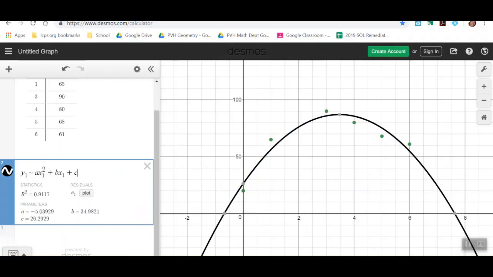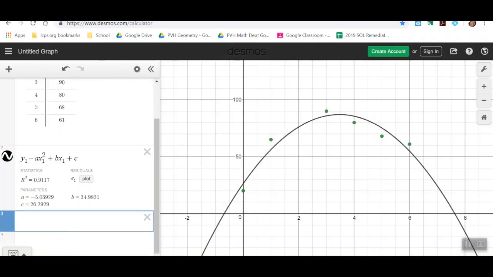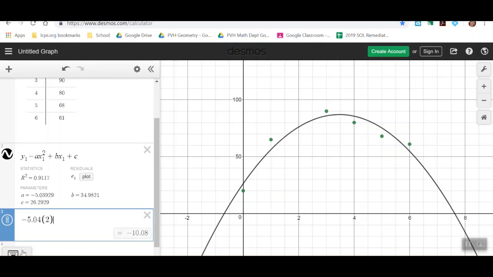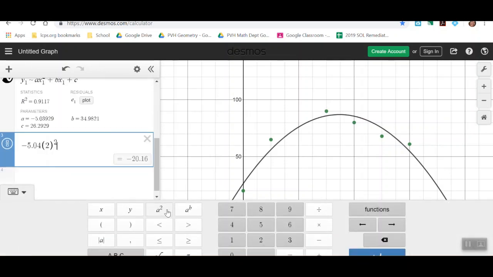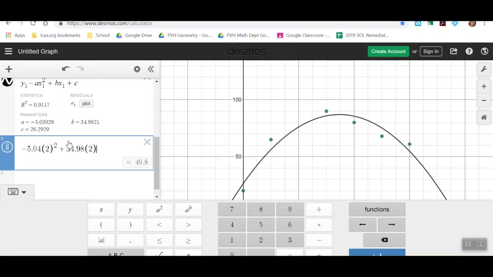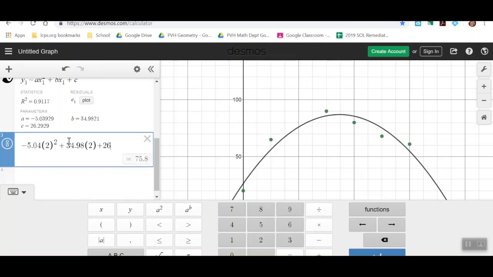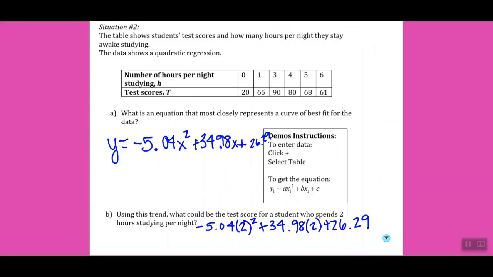You can use a regular calculator for that. I'm going to use the calculator on Desmos just because it's what I have up. So negative 5.04 times 2 squared plus 34.98 times 2 plus 26.29, and I get 76.09. So y equals 76.09, right?